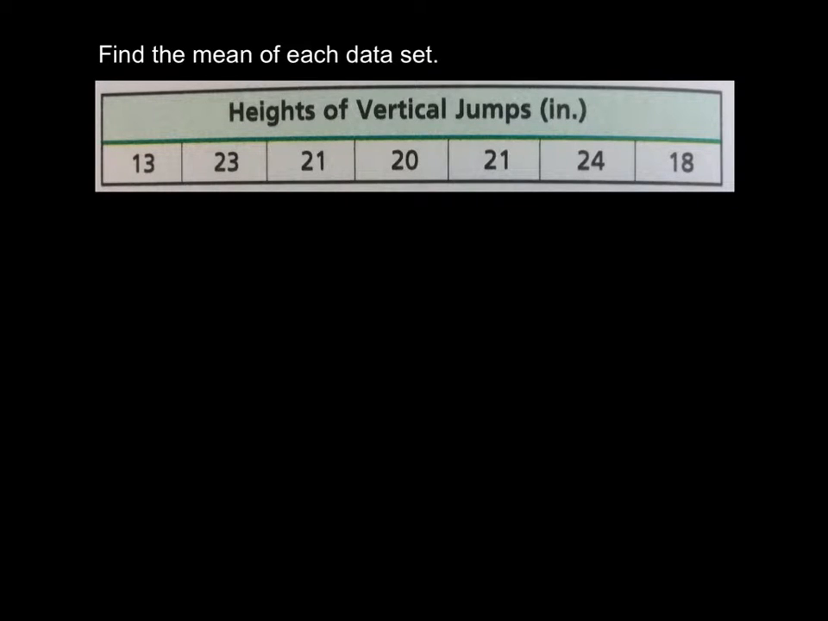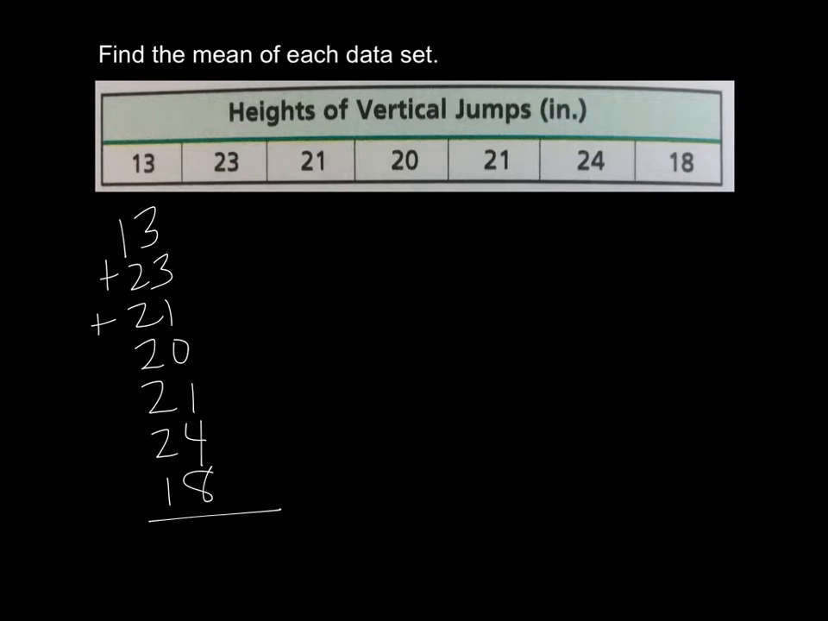Okay, so here we actually have numbers. So first, I need to add up all the numbers. 13 plus 23 plus 21 plus 20 plus 21 plus 24 plus 18. So first I add up all my ones. 8 and 4 is 12, 13, 14. 14 plus 3 is 17. 17 plus 3 is 20. And if I add up all my 10s, 1, 3, 5, 7, 9, 11, 12, 13, 14.